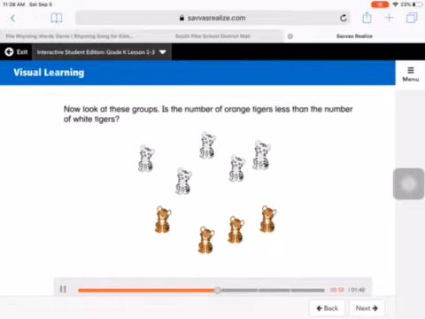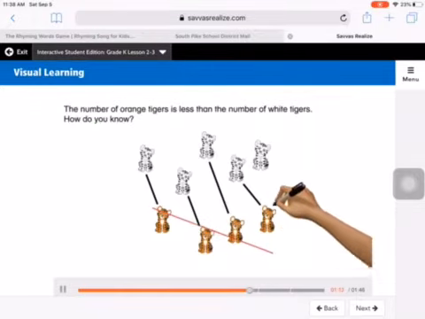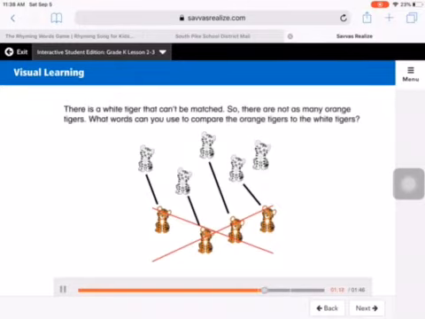Now look at these groups. Is the number of orange tigers less than the number of white tigers? You can find out by matching. The number of orange tigers is less than the number of white tigers. How do you know? There is a white tiger that can't be matched, so there are not as many orange tigers.